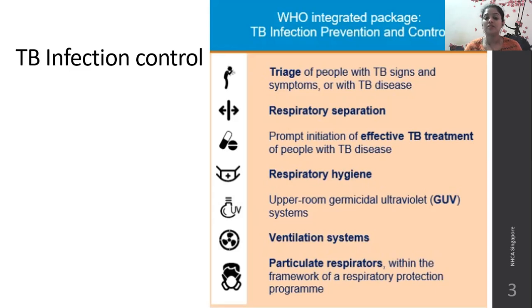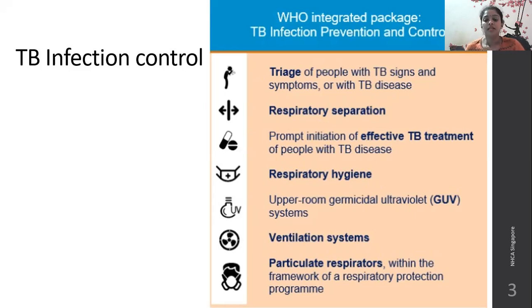And next, respiratory separation. Make sure that they are using masks, they are using cough etiquette, etc., and isolating them from general patient areas. So that is respiratory separation. Then, prompt initiation of effective TB treatment of the people with TB disease, like DOTS therapy, isoniazid therapy, etc. Respiratory hygiene: health education on respiratory hygiene, cough etiquette, etc. should be provided by the health workers.